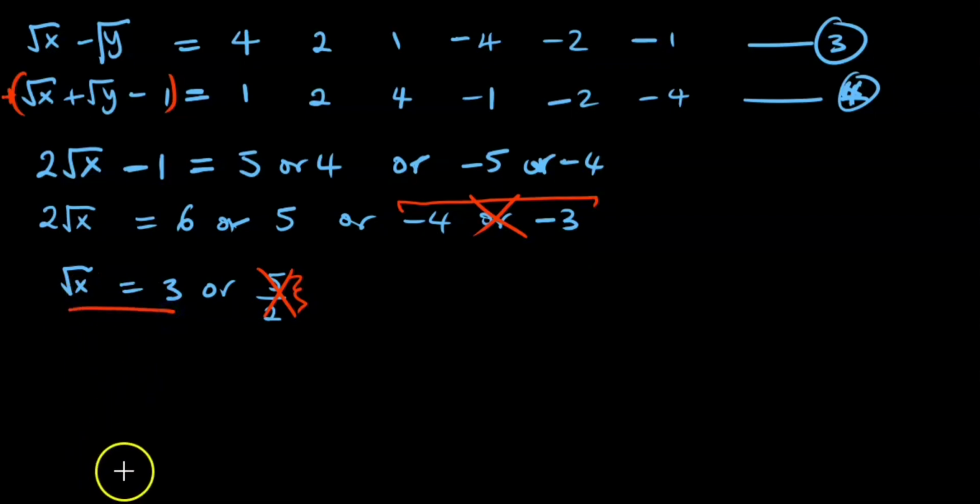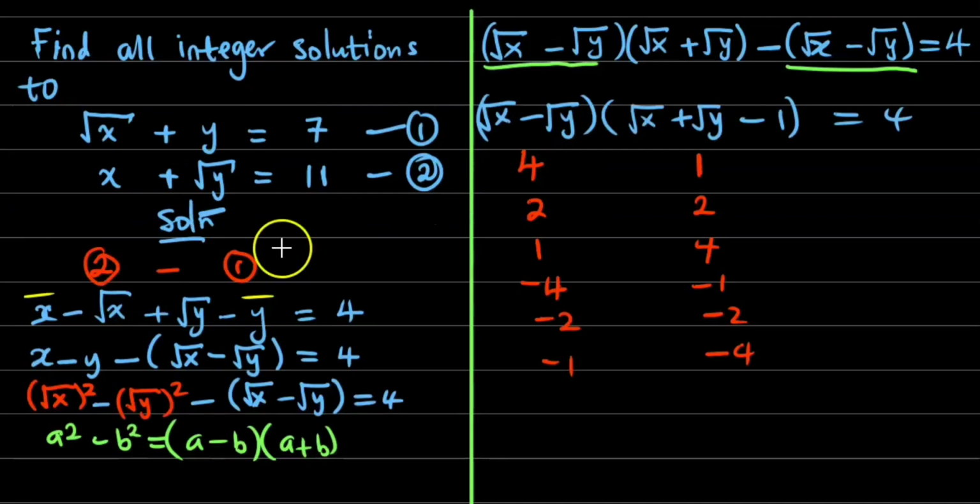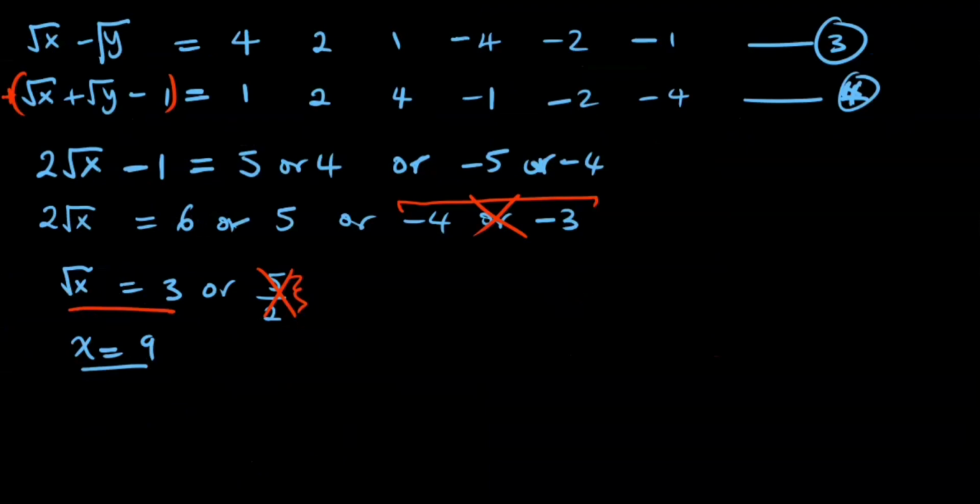So what does that mean? If square root of x is equal to 3, it means that x is 9 by taking the square of both sides. So we get x to be 9. So we have to get the corresponding value of y. Maybe we can trace back to equation 2. You notice that from equation 2, we have x plus root y is equal to 11. So maybe let's do it over here. From equation 2, we have that x plus square root of y is 11.